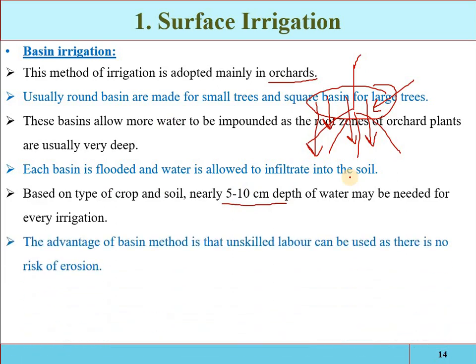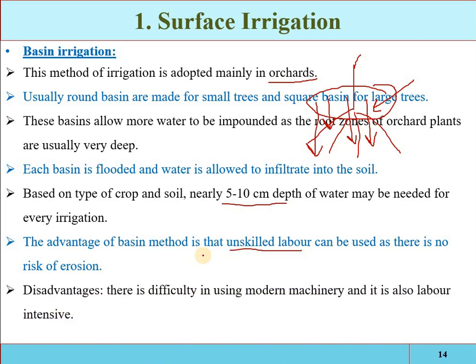The advantage of the basin method is that no special technology is required, and no experienced professionals are required. Just some unskilled labor will be required to make the basin around each and every tree. So that is the advantage, that no professionals or mechanical machinery are required for the guidance or for the construction of the basins.